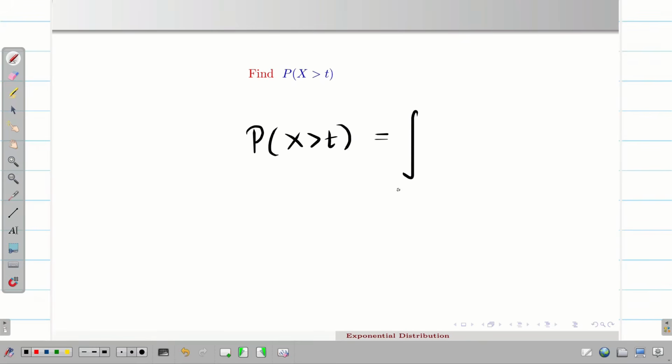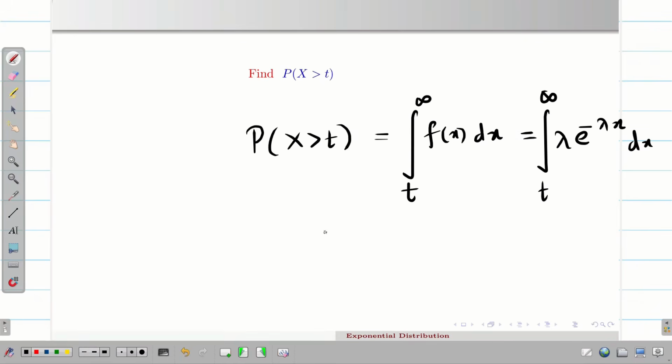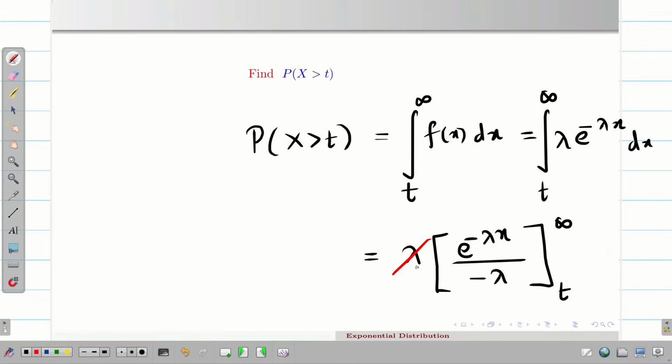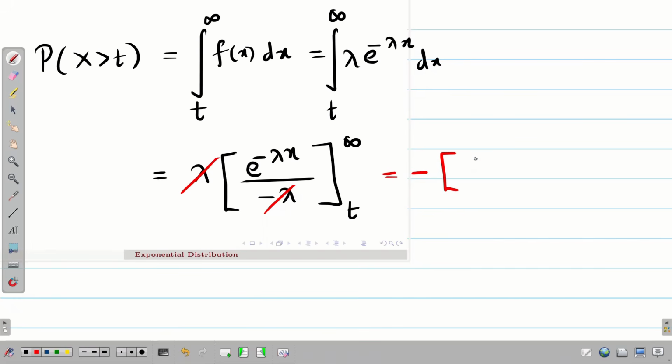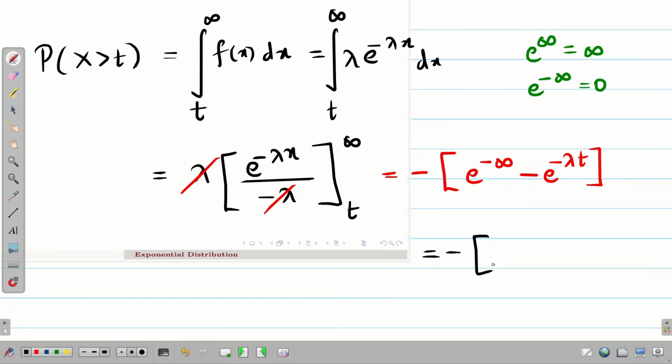We know the formula: integral t to infinity f of x dx. Just now we found f of x, but we don't want to substitute the value. We just keep the content as simply lambda. So integral t to infinity lambda into e power minus lambda x dx. We'll take the lambda out, and integration of e power minus lambda x is e power minus lambda x by minus lambda. The lower limit is t and the upper limit is infinity. Now we can cancel this lambda and then we keep the minus outside. Substituting the upper limit, we get e power minus infinity minus e power minus lambda t. And we know that e power infinity is infinity. Therefore, e power minus infinity is 0. So substituting here, we get minus of 0 minus e power minus lambda t. So minus into minus is plus. So we get e power minus lambda t.